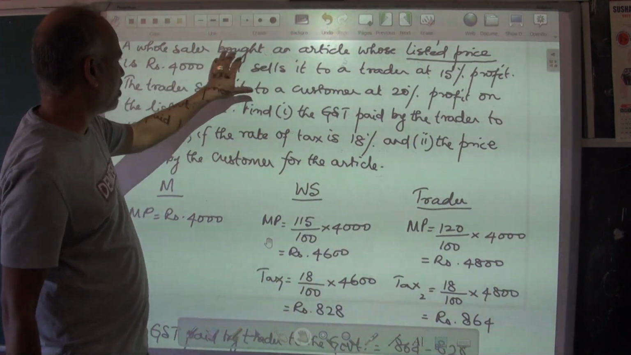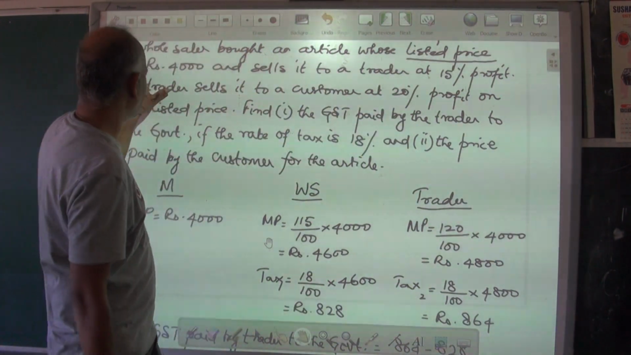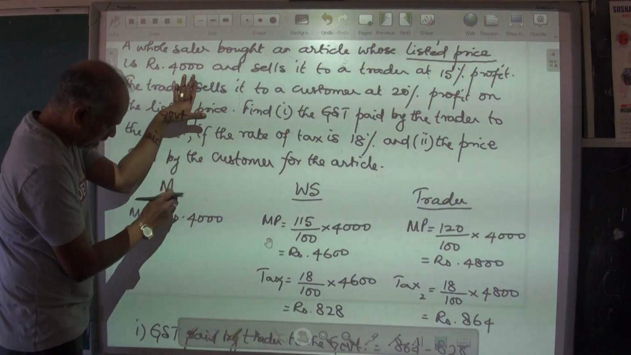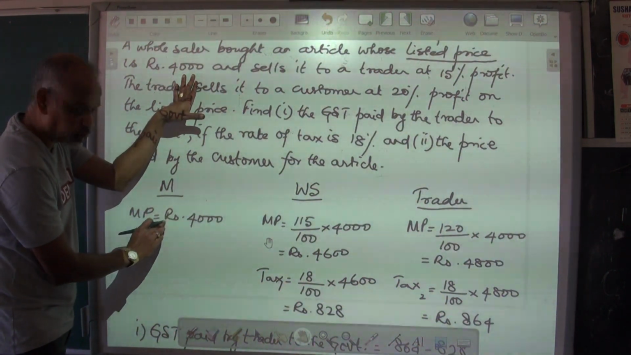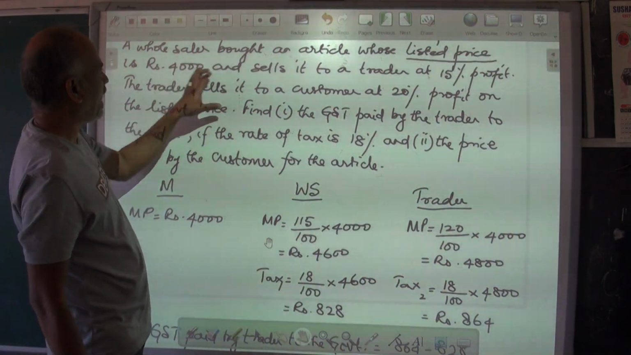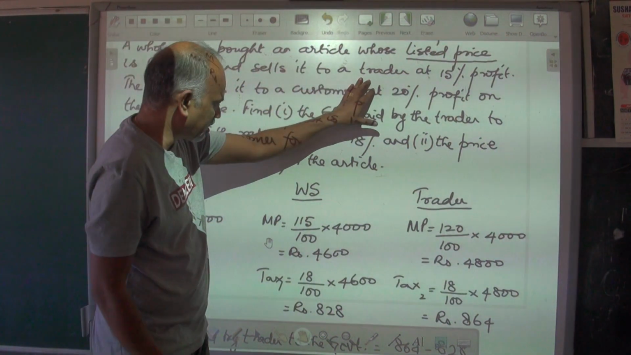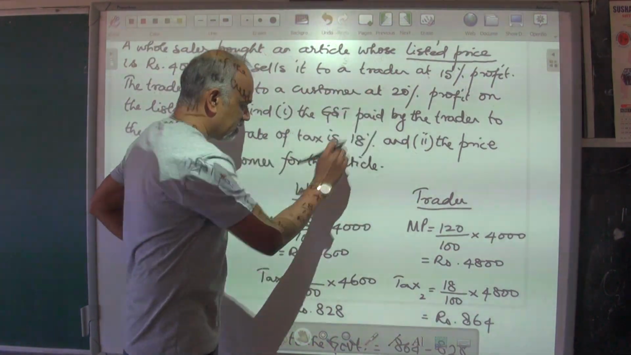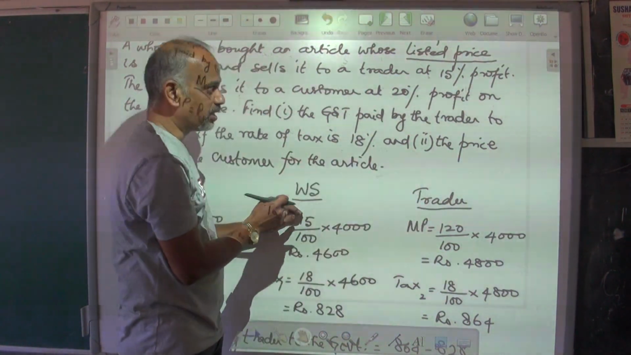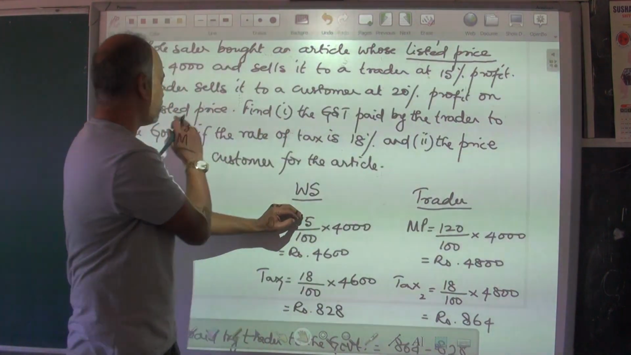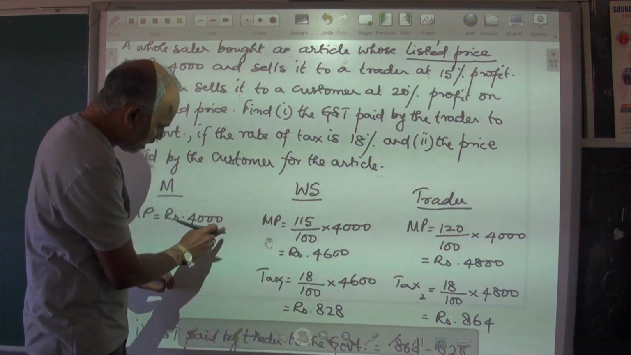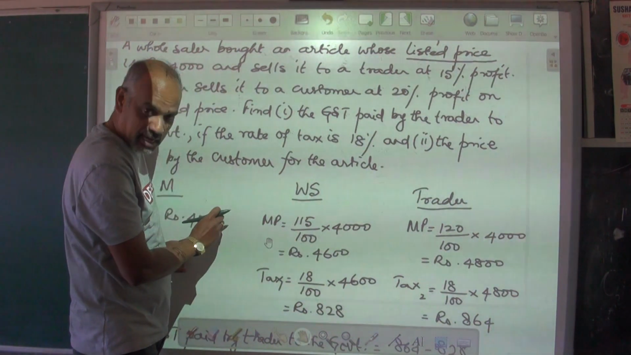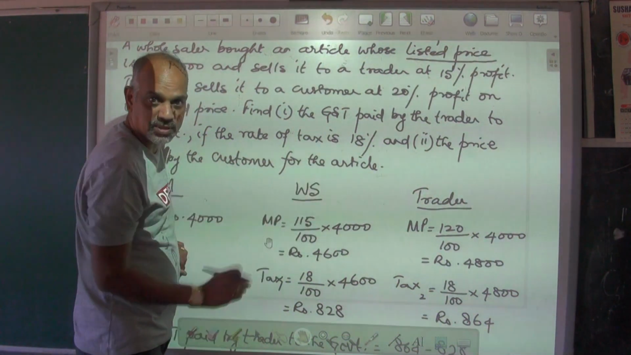It says a wholesaler bought an article whose listed price is rupees 4,000. Wholesaler is buying from the manufacturer. The listed price, that's the mark price, is rupees 4,000 and sells it to a trader. The wholesaler bought it for 4,000. Now he is going to sell it to a trader at 15% profit. So he bought it for 4,000.